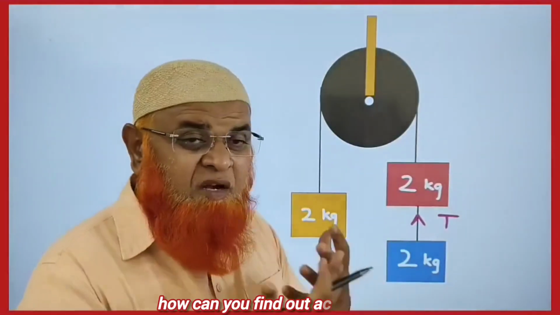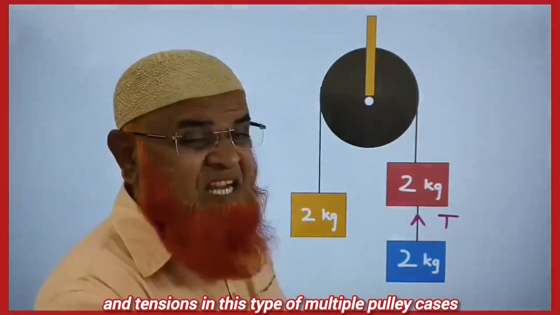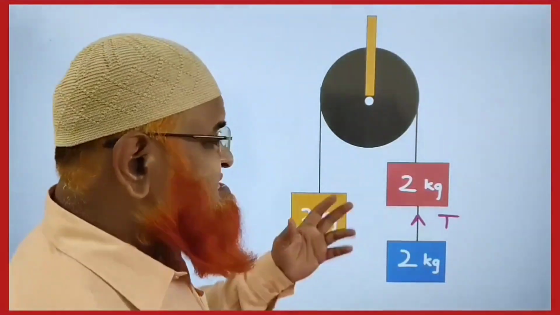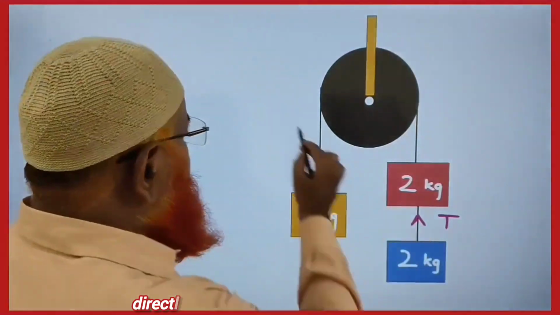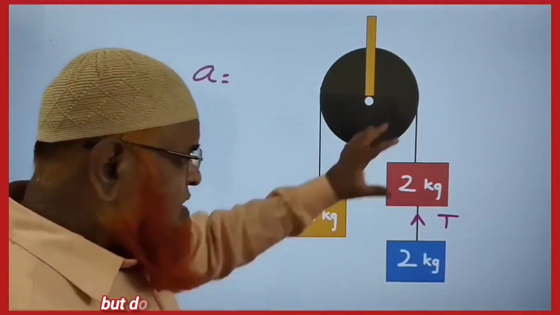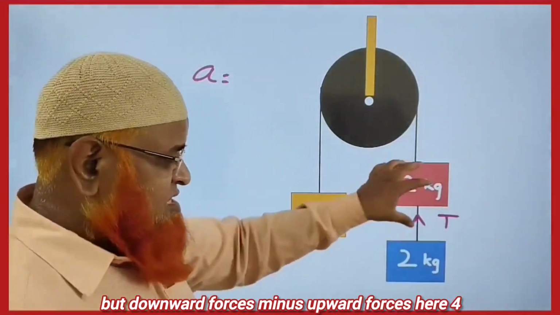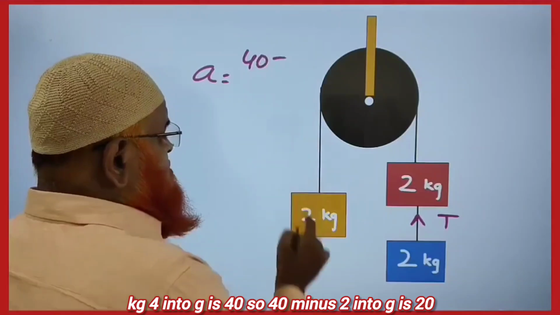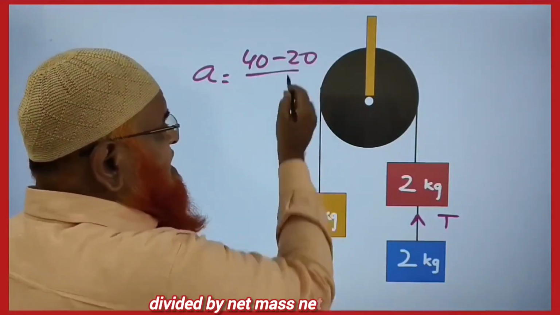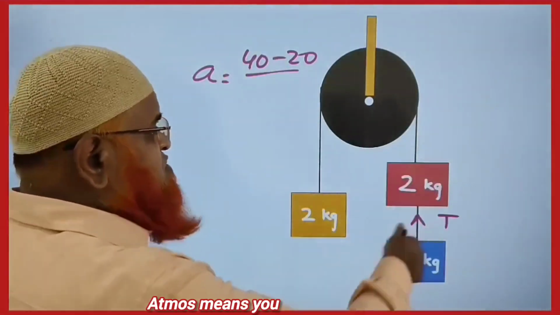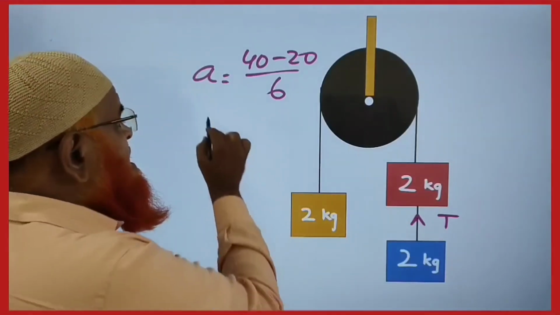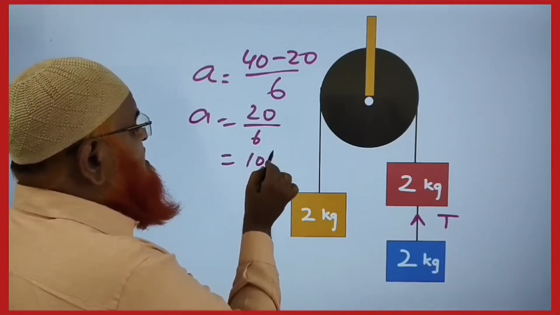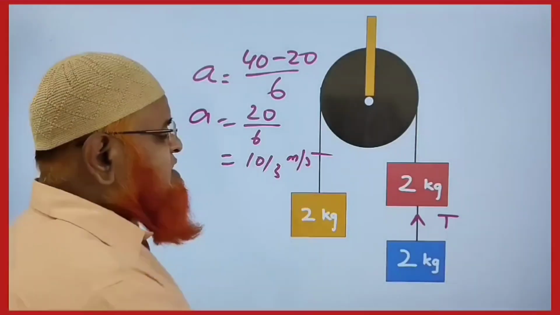Let me discuss how you can find out acceleration and tensions in this type of multiple pulley cases where we need not use any free body diagram. Directly you can find out the acceleration. Here acceleration is nothing but downward forces minus upward forces. Here 4 kg, 4 into g is 40. So 40 minus 2 into g, which is 20, divided by net mass. Net force by net mass, so you can just add the masses. This is going to be 6. So acceleration is 20 divided by 6, which is nothing but 10 by 3 meters per second square.